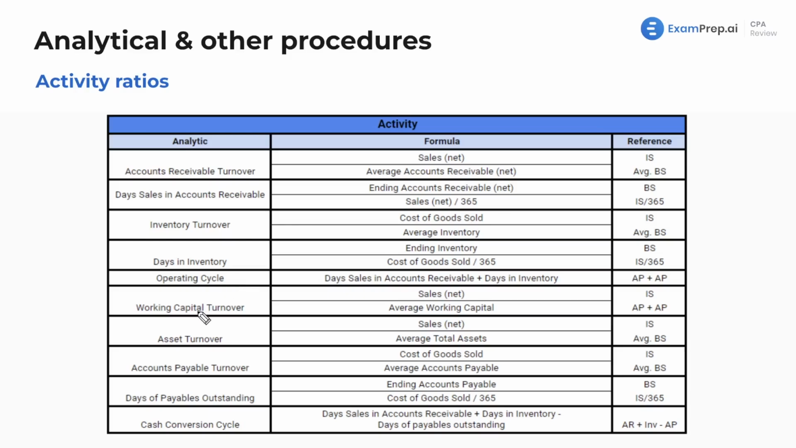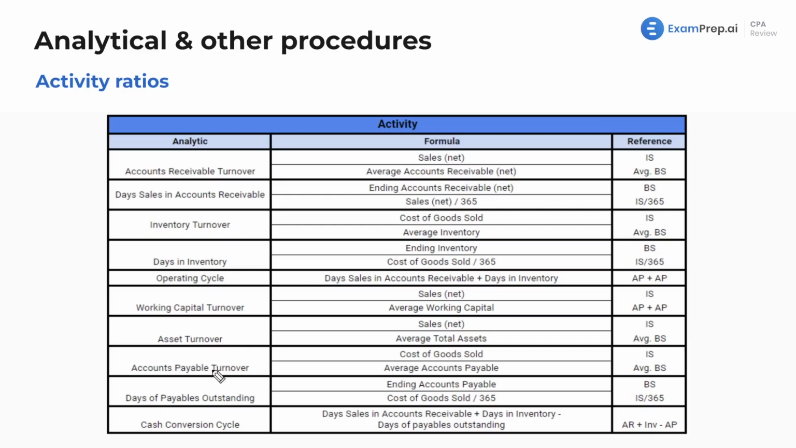Next up, the working capital turnover ratio. This is going to be a measure of a company's ability to convert its current assets to sales. And it's an important indicator of a company's financial health as it highlights how well a company is using its resources to generate revenue. Next up, for our asset turnover ratio, this represents how efficiently a company is going to be utilizing its assets to generate sales. A higher asset turnover ratio indicates that the company is generating more revenue with its assets, while a lower one may indicate that the company is underutilizing its assets.